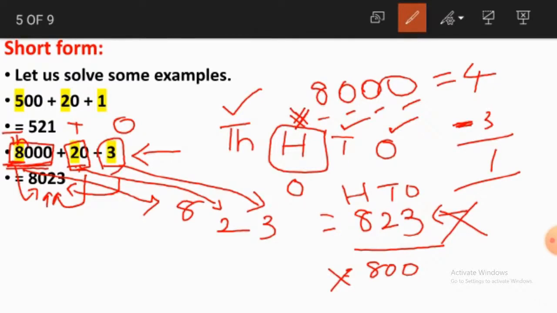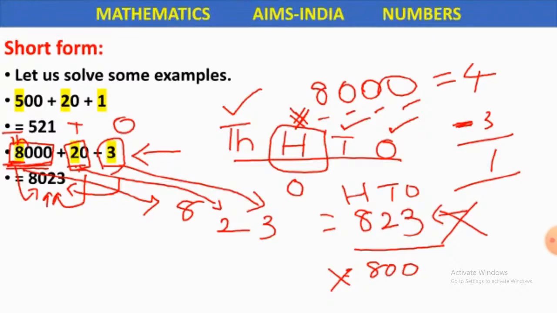So we have to always check the place values and write 0 in the places where the numbers for certain place values are not given in the question. Okay children, always check the place values, and the answer should also have the same place values as given in the question, or else your answer will be wrong.